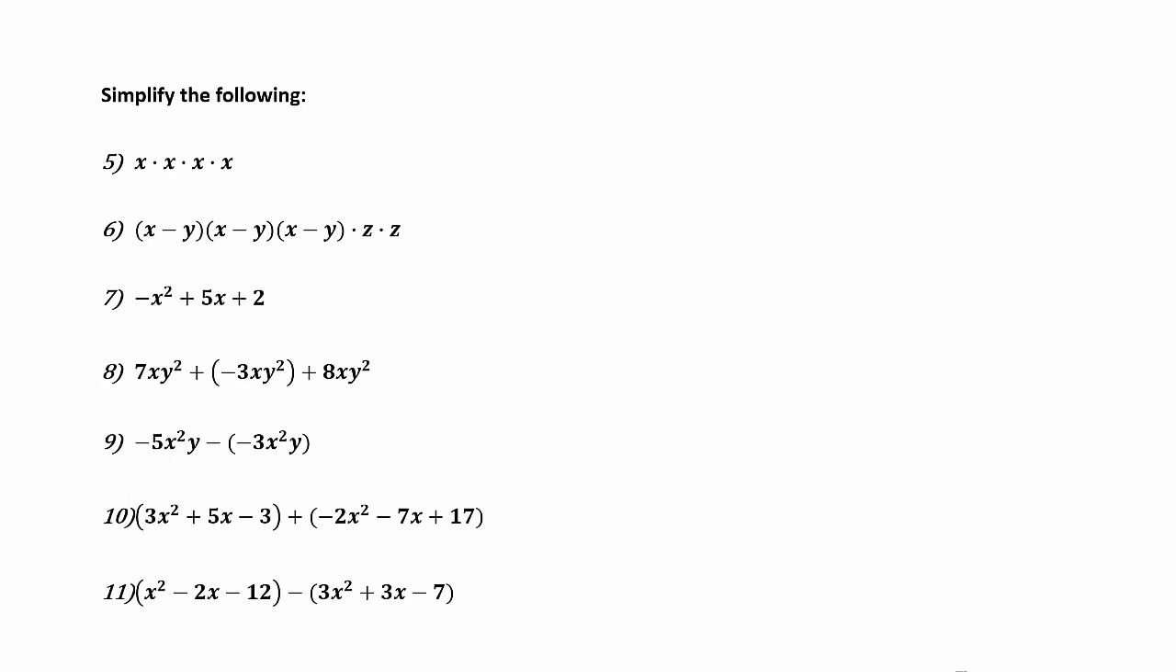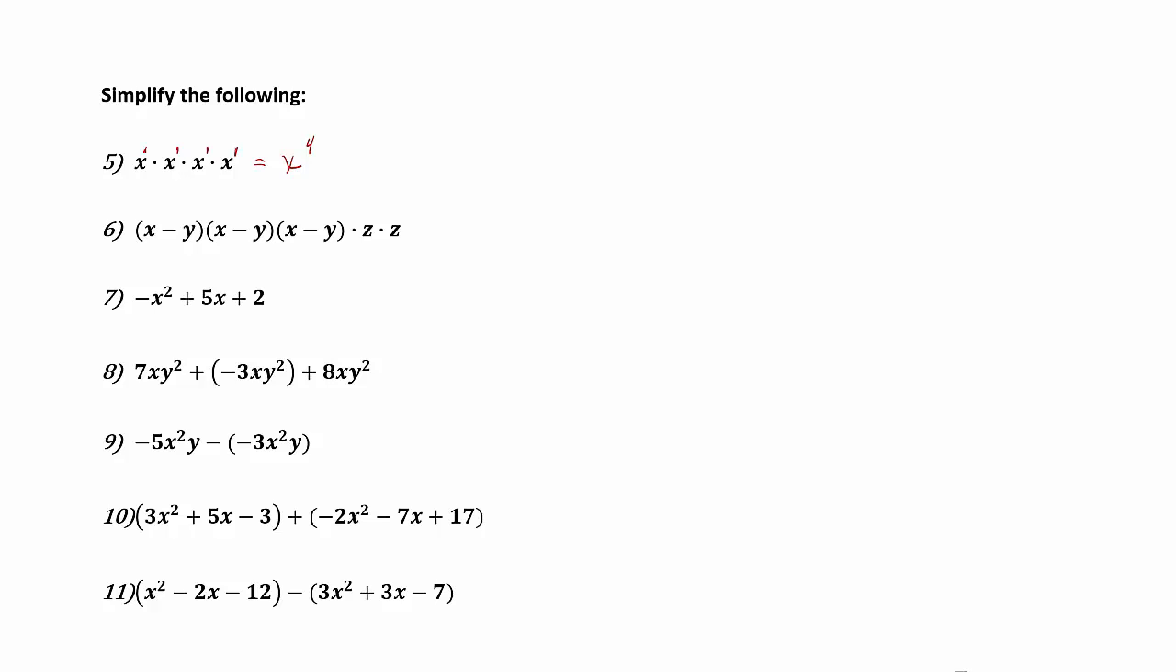Let's simplify the following. x times x times x times x. All these bases are the same, and what you don't see here, they're all x to the first, x to the first, x to the first, x to the first. So this is x to the fourth. We add up our exponents. When you're multiplying and your bases are the same, you add your exponents.